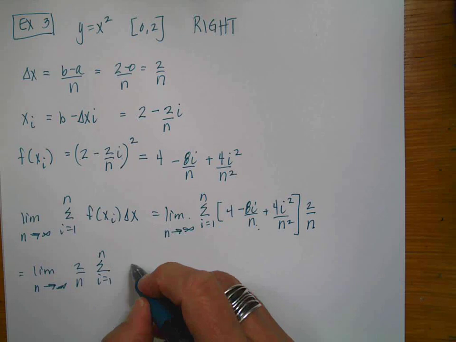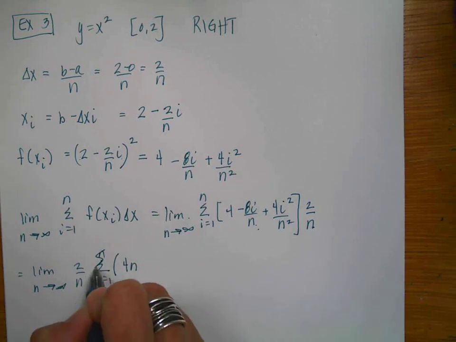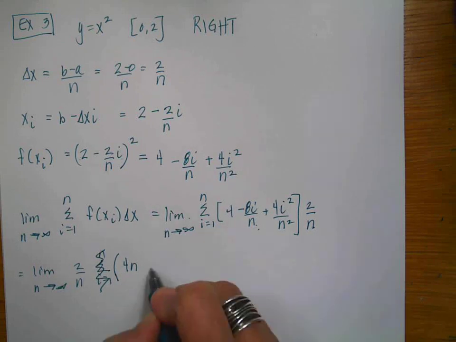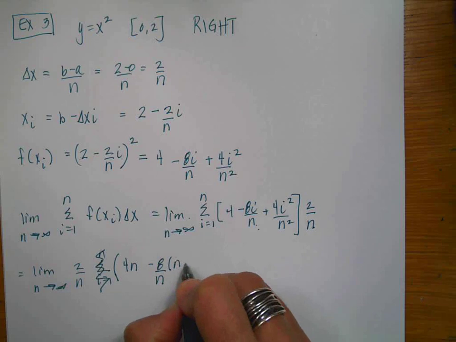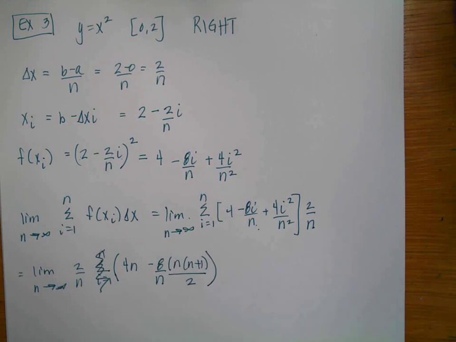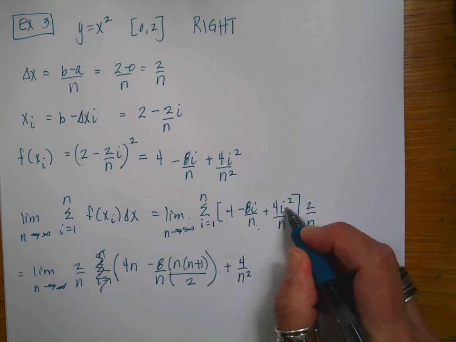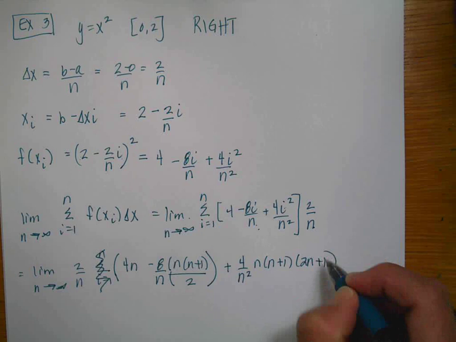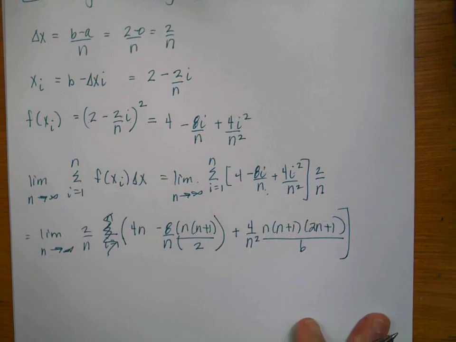Now I'm going to manage my summation formulas. The summation formula for a constant means that this goes up in power, so it's going to be 4n, okay? And actually this guy goes away because I am managing the summation formulas. And then I have minus 8 over n times the sum of i, which is n times (n plus 1) all over 2, okay? There's that term. And then I'm going to manage plus 4 over n squared times the sum of i squared, which is n times (n plus 1) times (2n plus 1) all over 6.